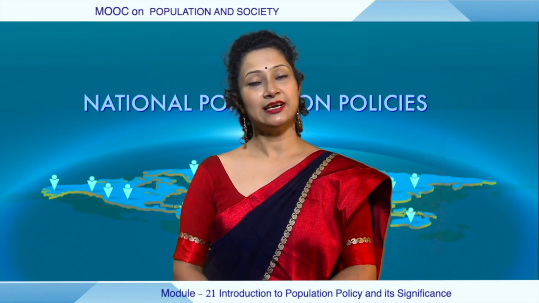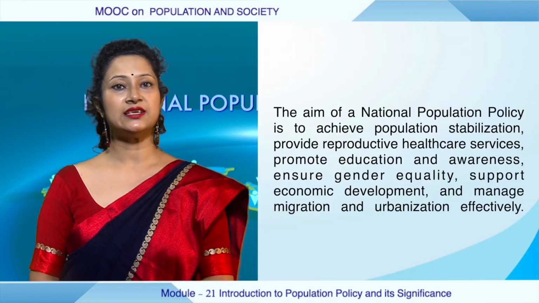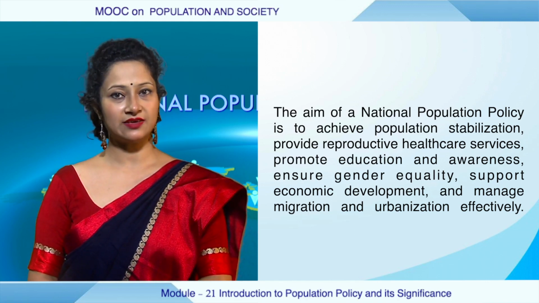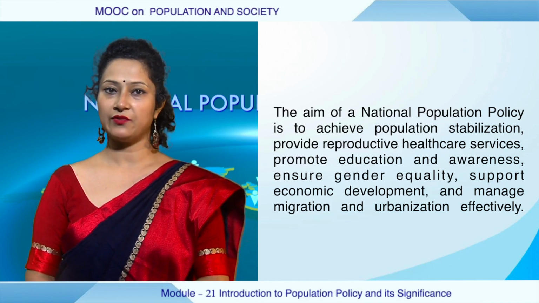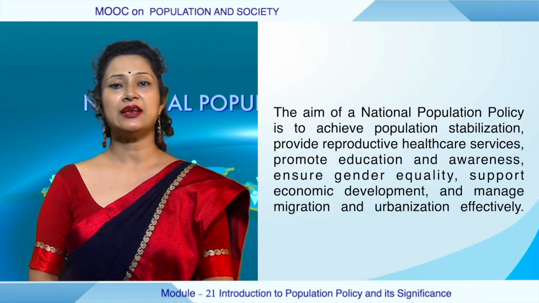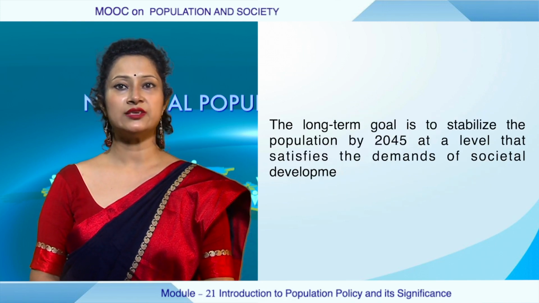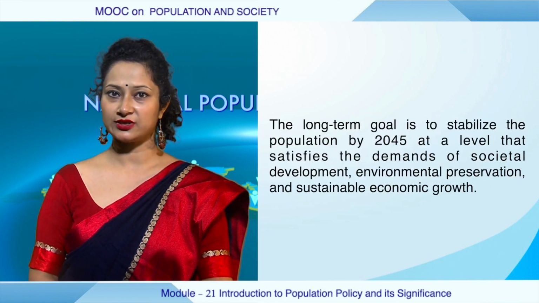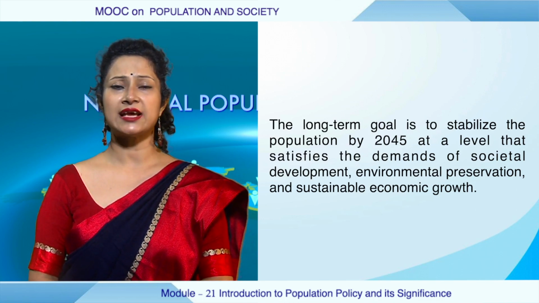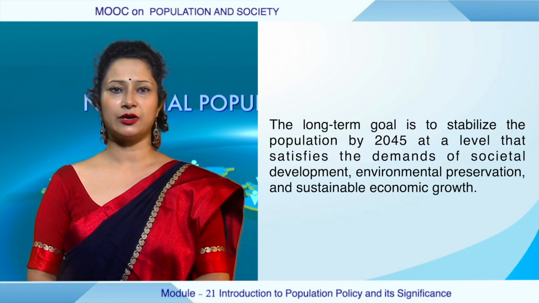Dear learners, in conclusion, we can say that the aim of a national population policy is to achieve population stabilization, provide reproductive healthcare services, promote education and awareness, ensure gender equality, support economic development, and manage migration and urbanization effectively. The long-term goal is to stabilize the population by 2045 at a level that satisfies the demands of societal development, environmental preservation, and sustainable economic growth.